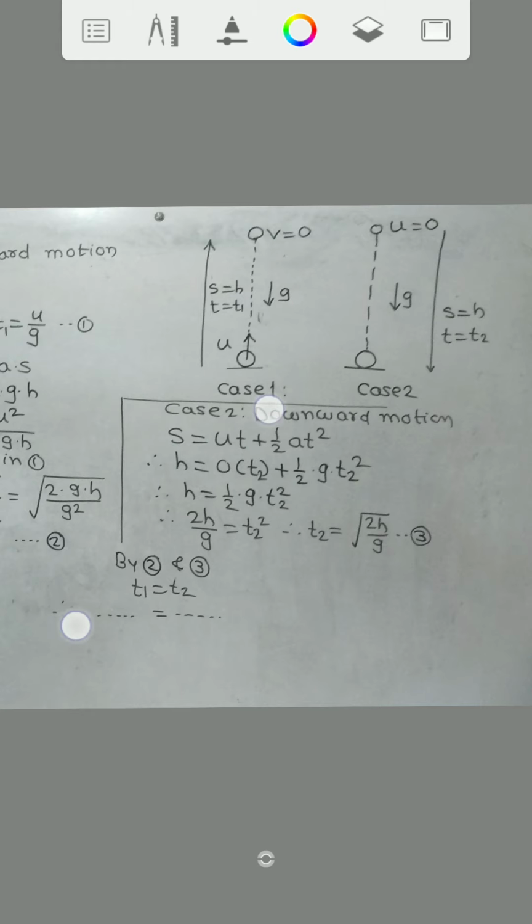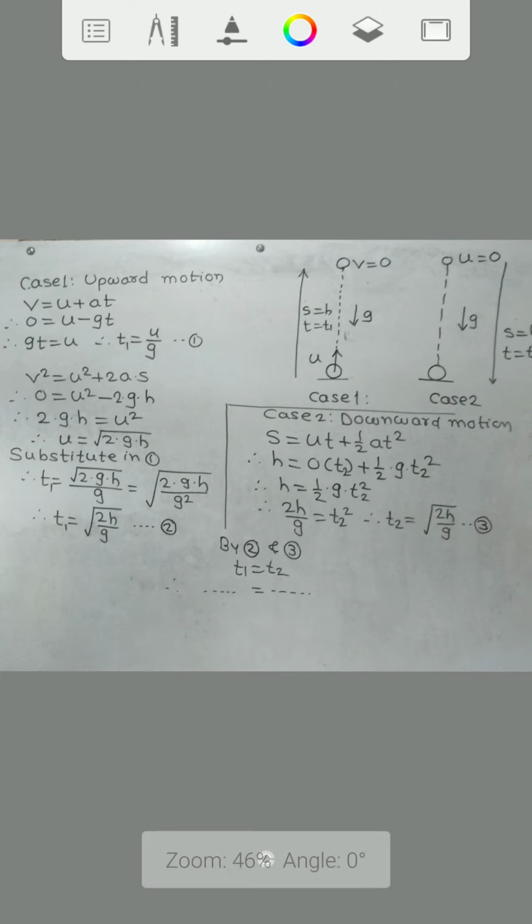Now see equation number 2 and 3. Equation 2 gives the time required to move upwards, which is √(2h/g). Equation 3 gives the time required to move downwards, that is to come down. So by 2 and 3 we get t1 = t2. Hence the time taken to go up is equal to the time taken to come down.